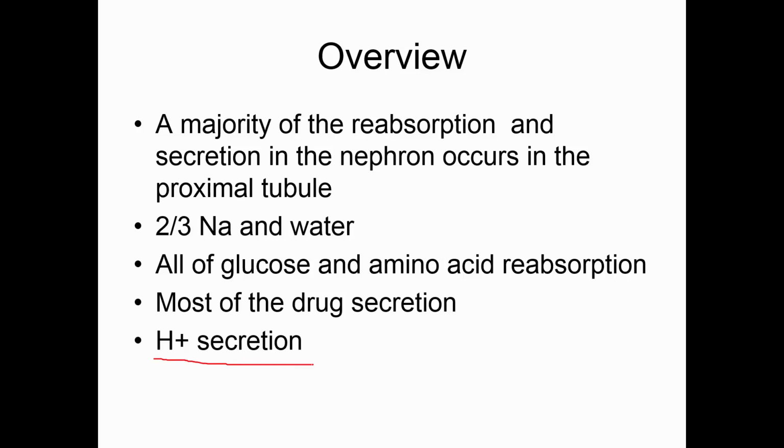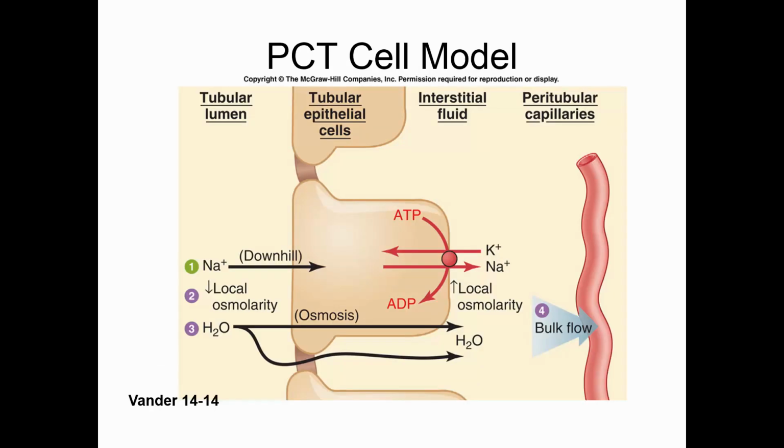And we're going to be doing some hydrogen secretion, and if you recall our discussions from last week, the majority of that is going to be accomplished by secondary active transport using a sodium gradient. So that proximal tubule is just doing all kinds of wonderful things. This is a picture from Vander's Human Physiology, and this is basically a cell model for the proximal convoluted tubule, which I've abbreviated PCT, proximal convoluted tubule. So here we are in the lumen, and in the lumen we have a lot of sodium.